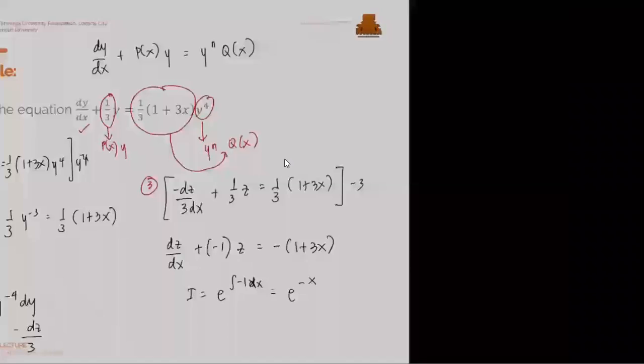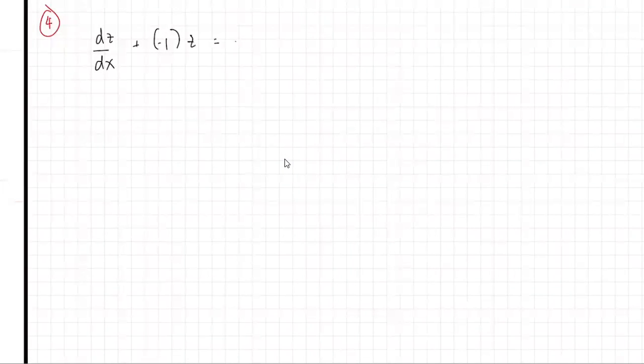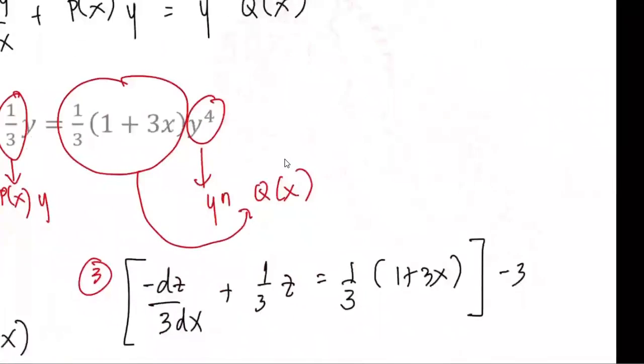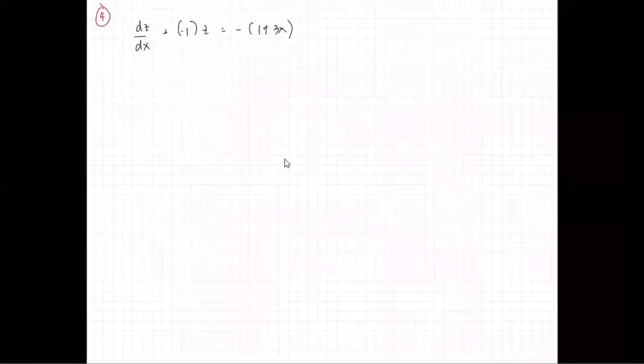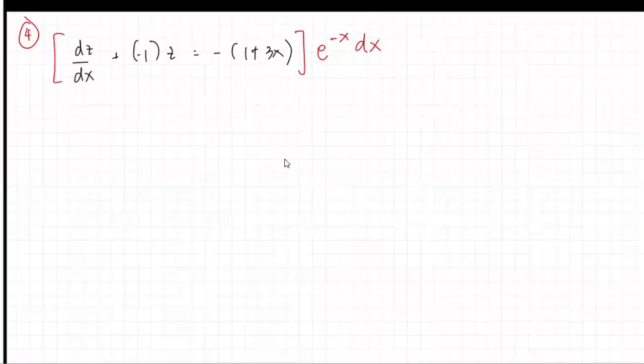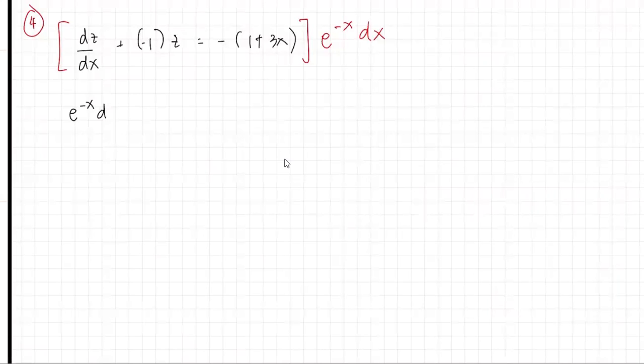So, nasa linear form na yan, gagawin na lang natin is multiply natin yung integrating factor natin dun sa linear equation natin. Okay? Negative 1 z, 1 plus 3x. Okay? Multiplied by e negative x times dx. Okay? So we have e negative x dz minus z e negative x dx is equals to negative e negative x dx minus 3x e negative x dx.